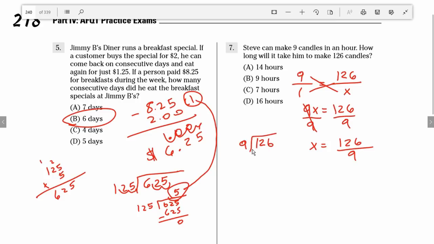Does 9 go into 1? It doesn't. Does 9 go into 12 without going over? 1 time. 9 times 1 is 9. Subtract. 12 minus 9. 9, 10, 11, 12. That's 3. Drop down this 6. Does 9 go into 36 without going over? It does. 4 times. 9 times 4 is 36. So there's no remainder. So as we can see, the answer to this problem is going to be 14 hours.